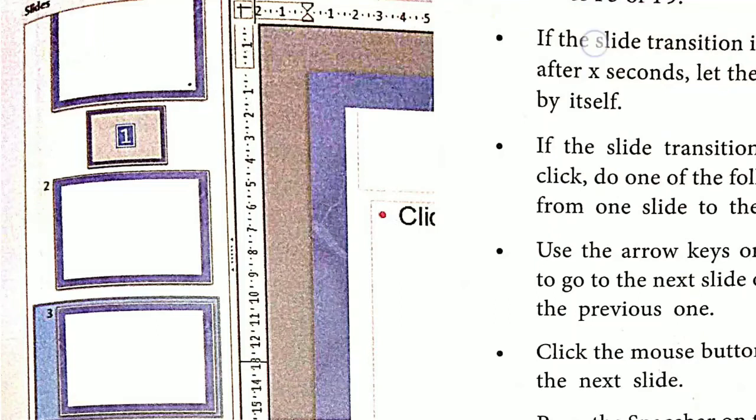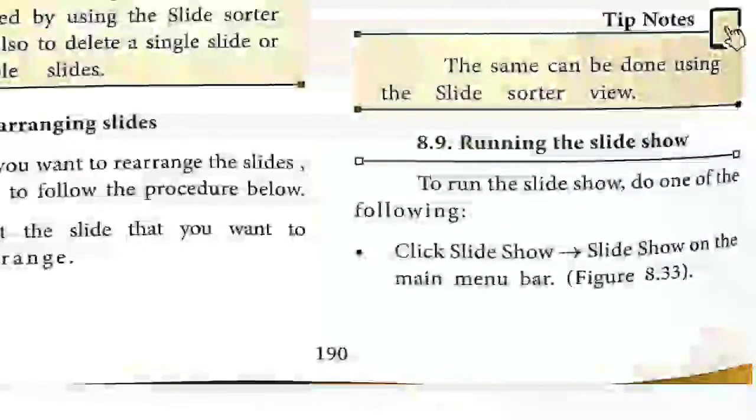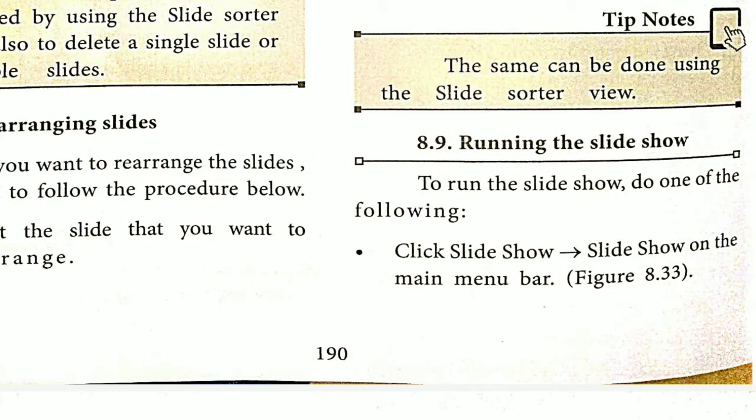So next is running a slideshow. After finishing all your work in a presentation, you have to save it, and after that you can slideshow it. Each slide will have some transition effects to move from one slide to another. All these things can be viewed in a perfect way when you're seeing these slides in the slide sorter or the slideshow. So click on the slideshow on the main menu bar.